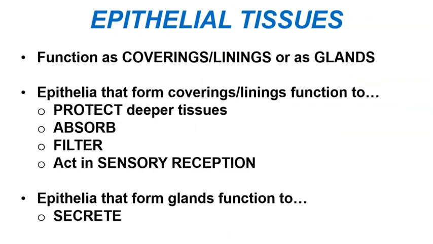So the epithelial tissues function in 2 major ways in the human body. The first is that they form coverings or linings on body surfaces or body cavities. And second, they function as glands. The epithelia that form coverings and linings function in protection of deeper tissues. They also function in absorption, filtration, and also have some sensory functions associated with them. The epithelia that form glands function to secrete, so that is, the gland cells will produce a substance and then pass that substance to the external surface of the body, or they'll pass that substance into a body cavity.